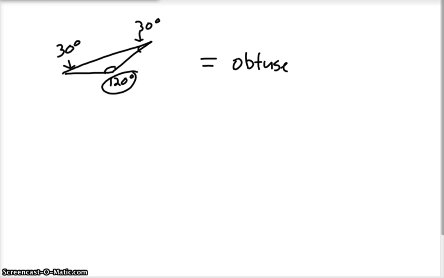And then next thing, we look at our sides. Based on our angles, are we going to have similar sides? Yes, these sides right here, because these are both 30 degrees, these two sides will be the same length. So this means that it is obtuse isosceles. Remember, when you have two sides of the same length, it's isosceles. And because of this obtuse angle, we call it obtuse.